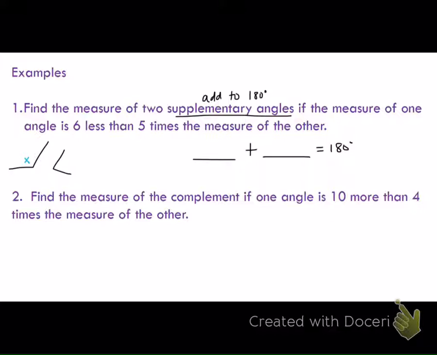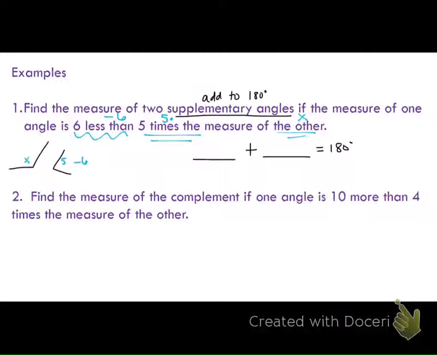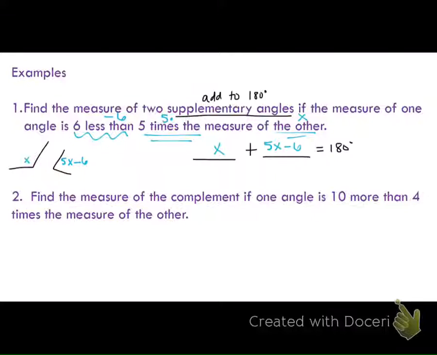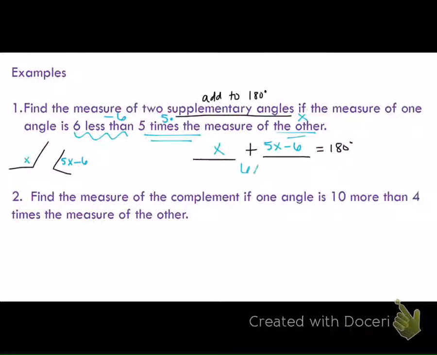So when you do this, you're just going to call one of the angles x, and then we're going to use the information. So if the measure of the one angle is 6 less than, what does 6 less than mean? You're going to subtract 6 at the end. 6 less than 5 times. What does 5 times mean? Multiply the measure of the other angle, and we call the other angle x. So that means that this angle is 5x minus 6, and our original angle we're just going to call x. So we have to add those 2 together, and then I can solve.